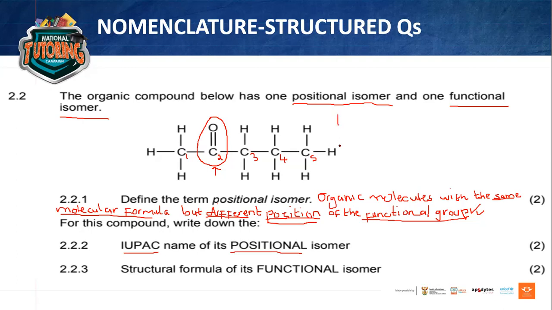So what I'll do is, I wanted the IUPAC name. Now, if I want the IUPAC name, I can't give the IUPAC name if I don't know how the molecule looks altogether. So the molecule would look like this. It must still have 5 carbons. Remember, the molecular formula must be the same. But what I'm going to do now is I'm going to move that carbonyl group, and I'm going to put it on carbon number 3. This is carbon 1, 2, 3, 4, 5.